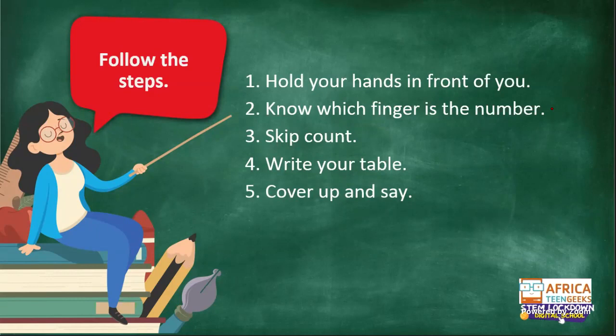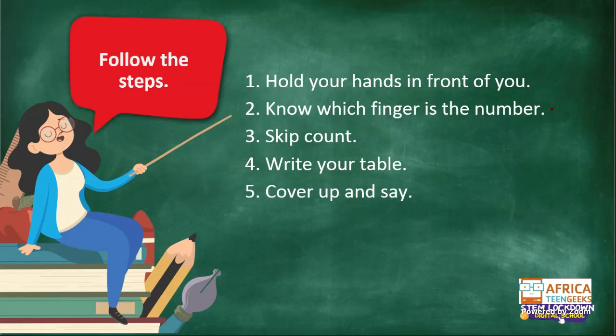So you look at your hands and you write the numbers on your fingers so that you know which finger is the number. Then you start to skip count. Can you still remember your skip count? You say 3, 6, 9, 12, 15, 18, 21, 24, 27, 30. 21, 24, 27, 30.